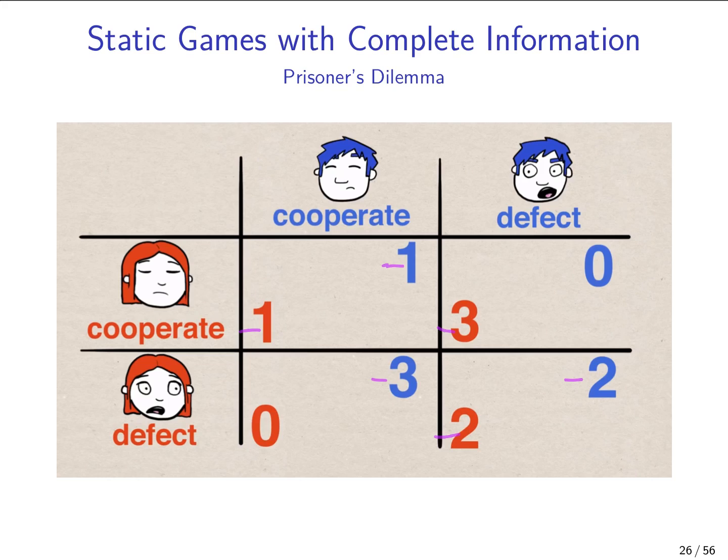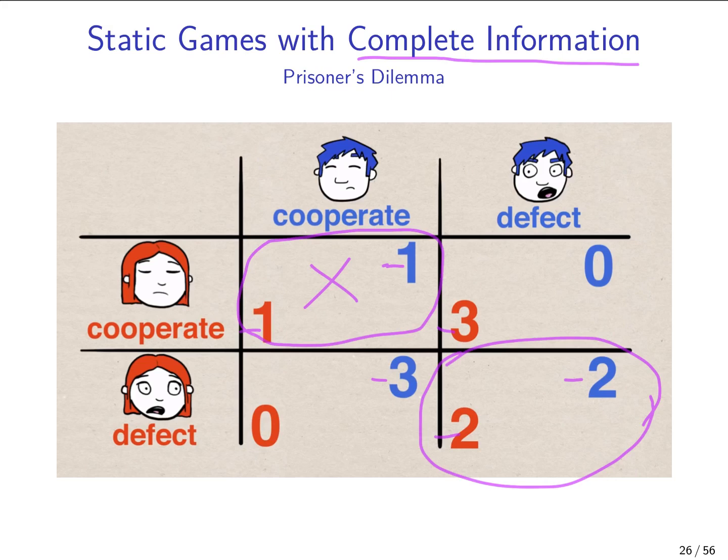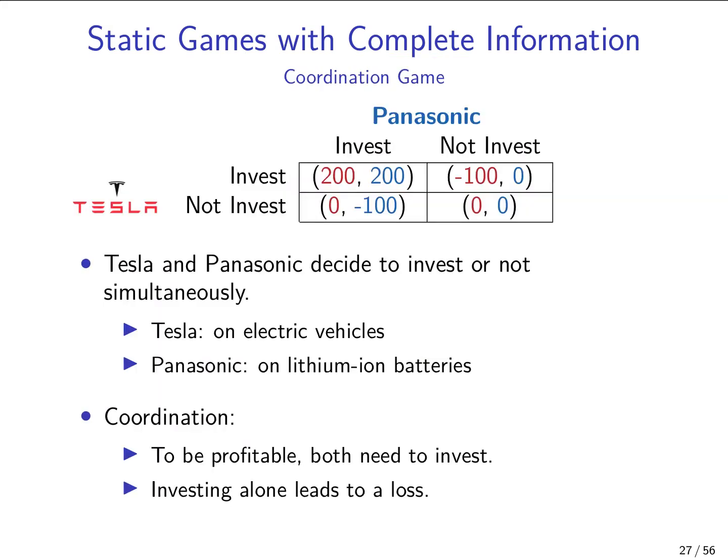Cooperate would be best for both of them, but it's not a Nash equilibrium. For each of them, cooperate is a dominated strategy, and we know that there's a unique Nash equilibrium, which is both defect and get minus 2 as the payoff. So in this game we have complete information because the payoff is clear to everyone and is certain. That is the case of a static game with complete information.